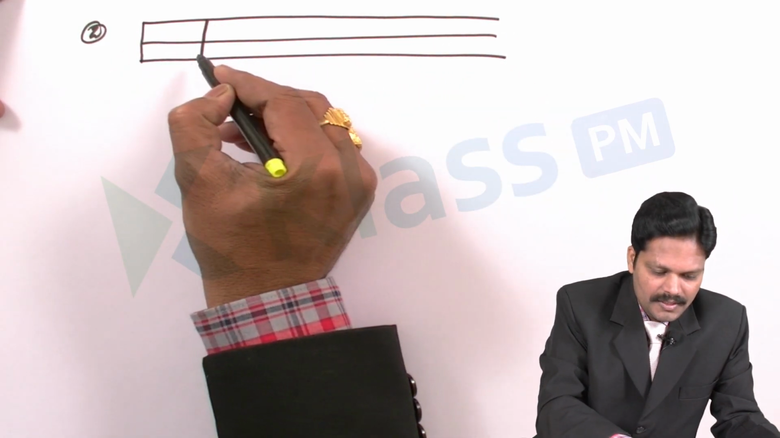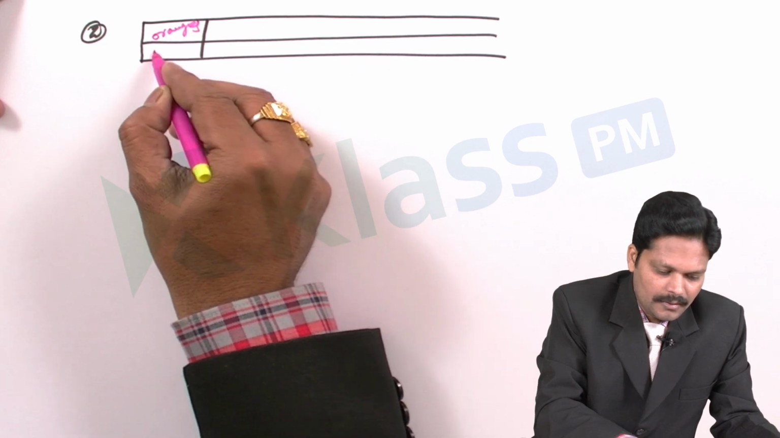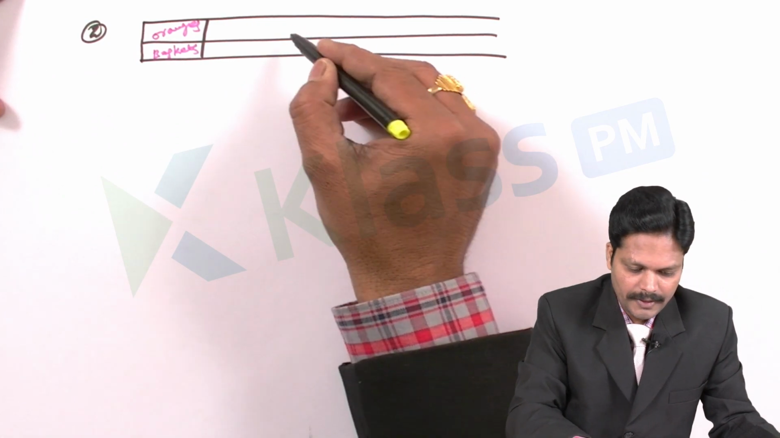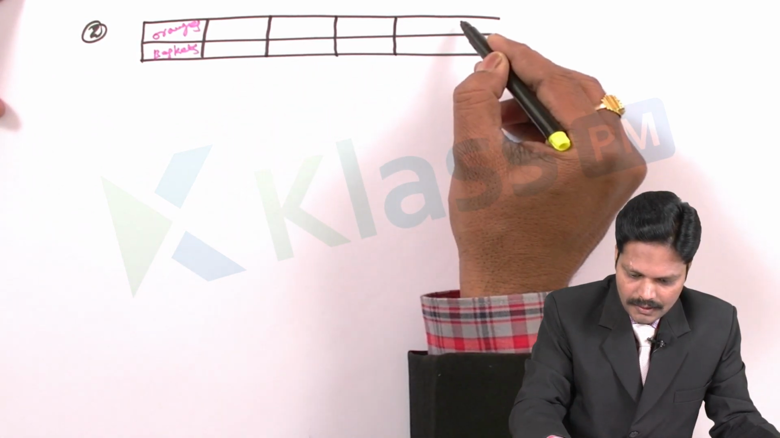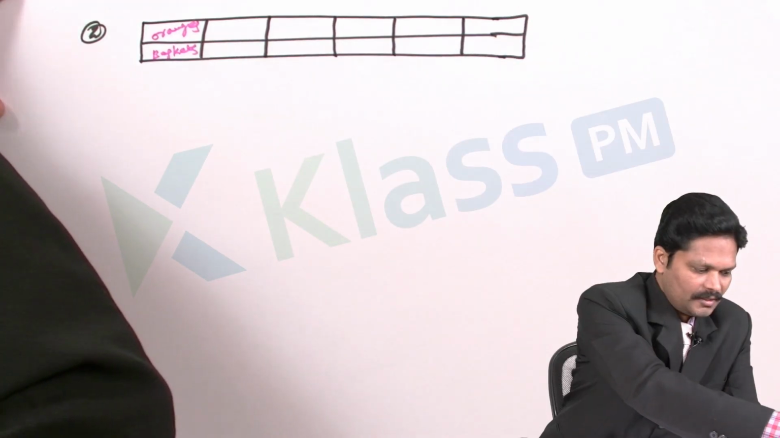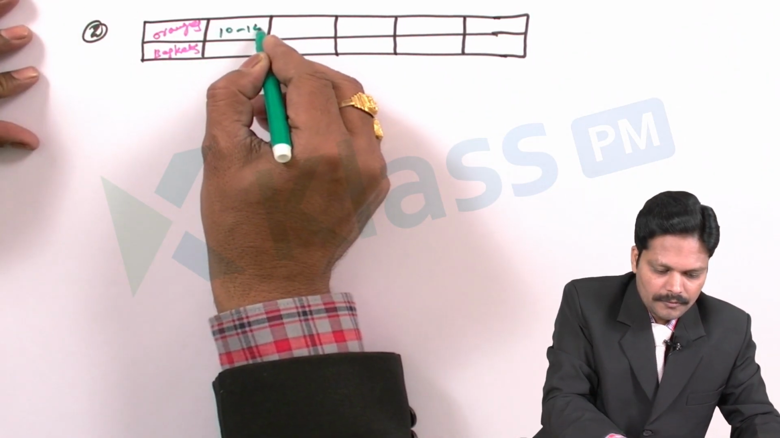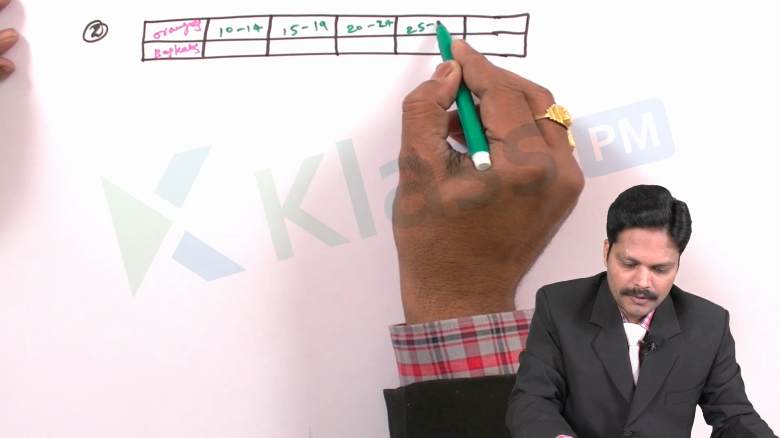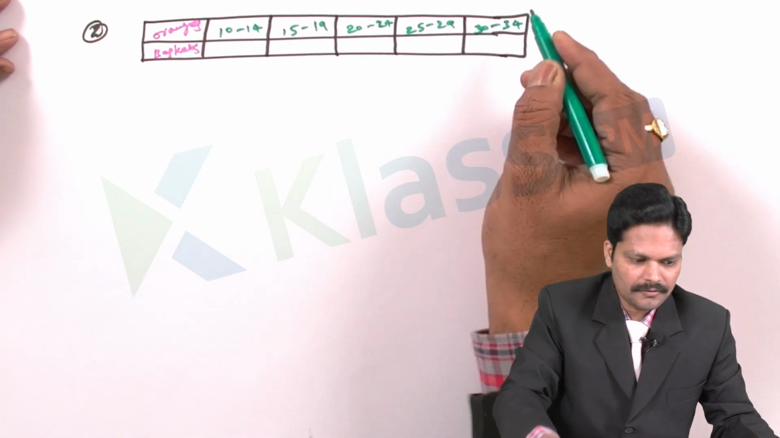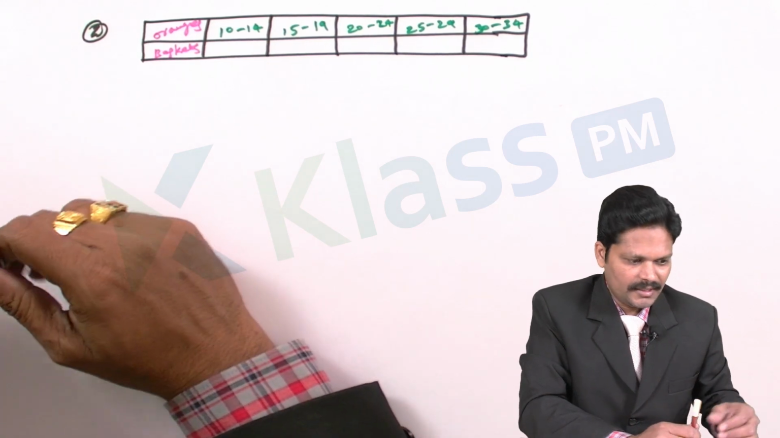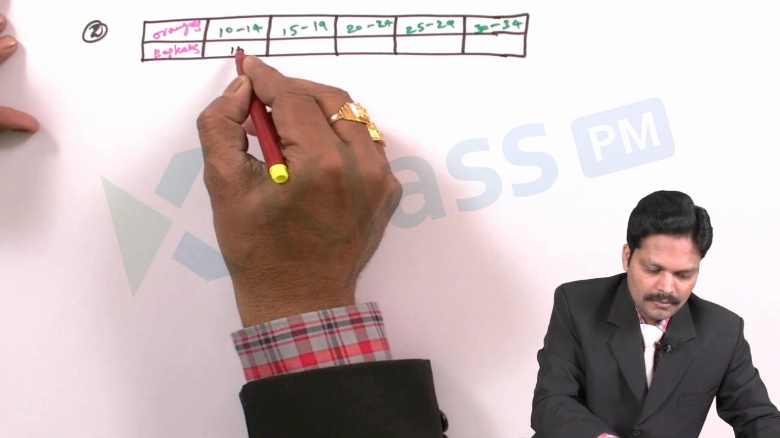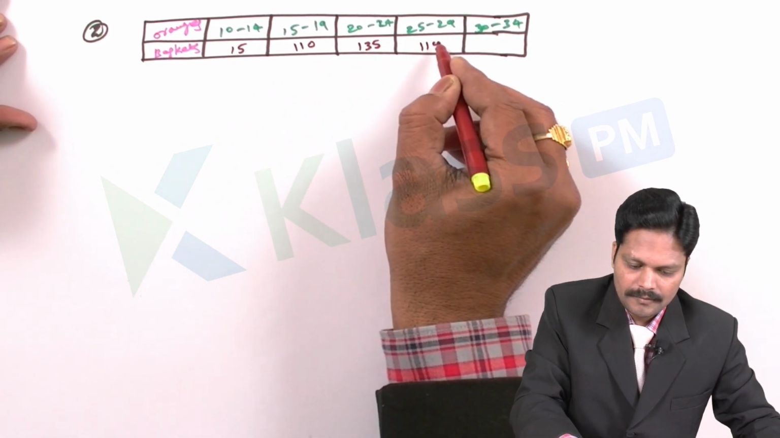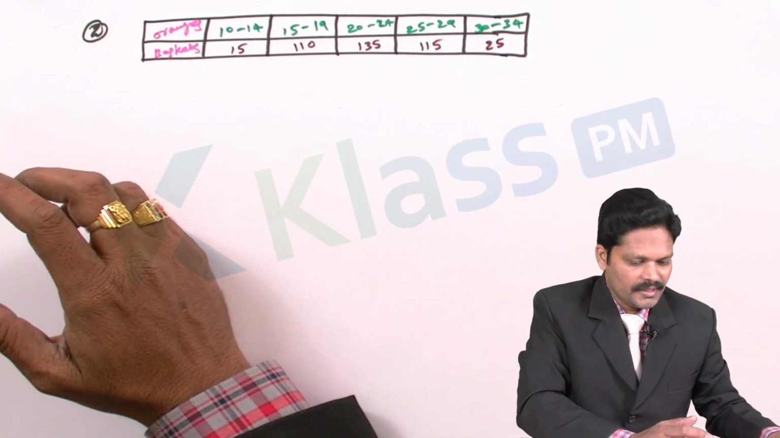He has given oranges and baskets, so writing here oranges, and baskets is given. For each case we are arranging 5 columns. I am drawing the column and writing these values here: 10 to 14, 15 to 19, 20 to 24, 25 to 29, 30 to 34. And from the data we have the baskets: 15, 110, 135, 115, and 25. So this is the data we have here.